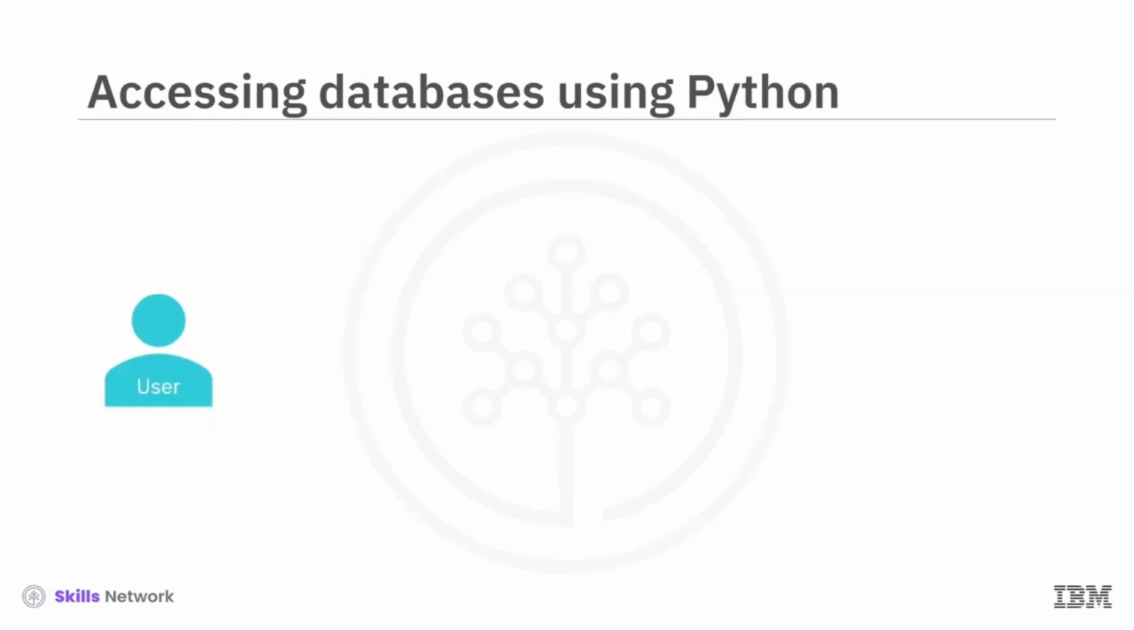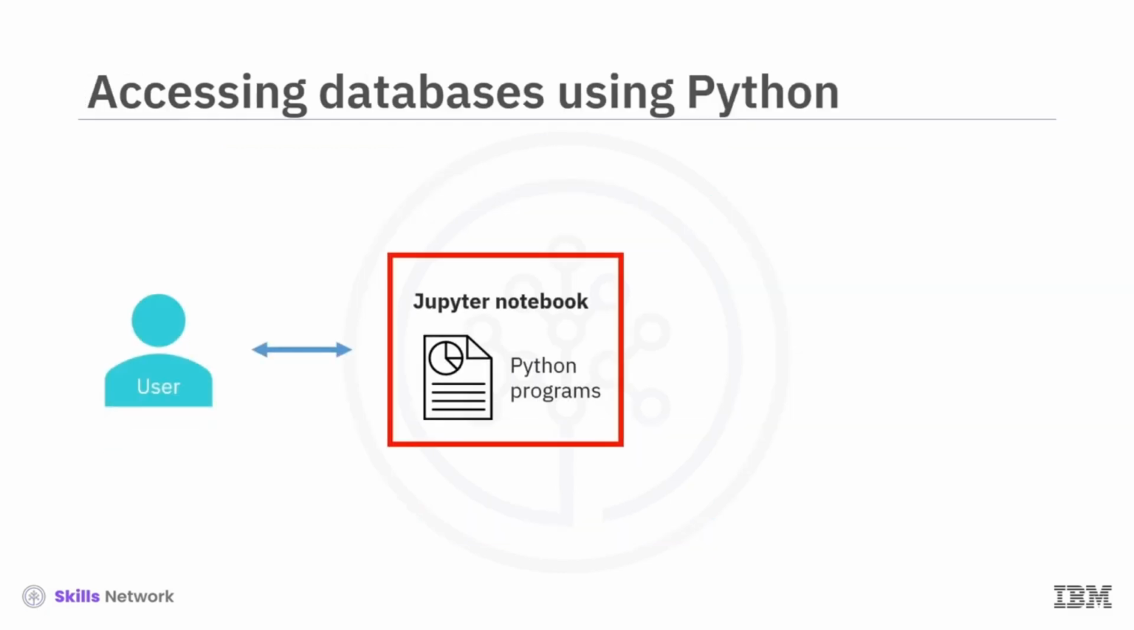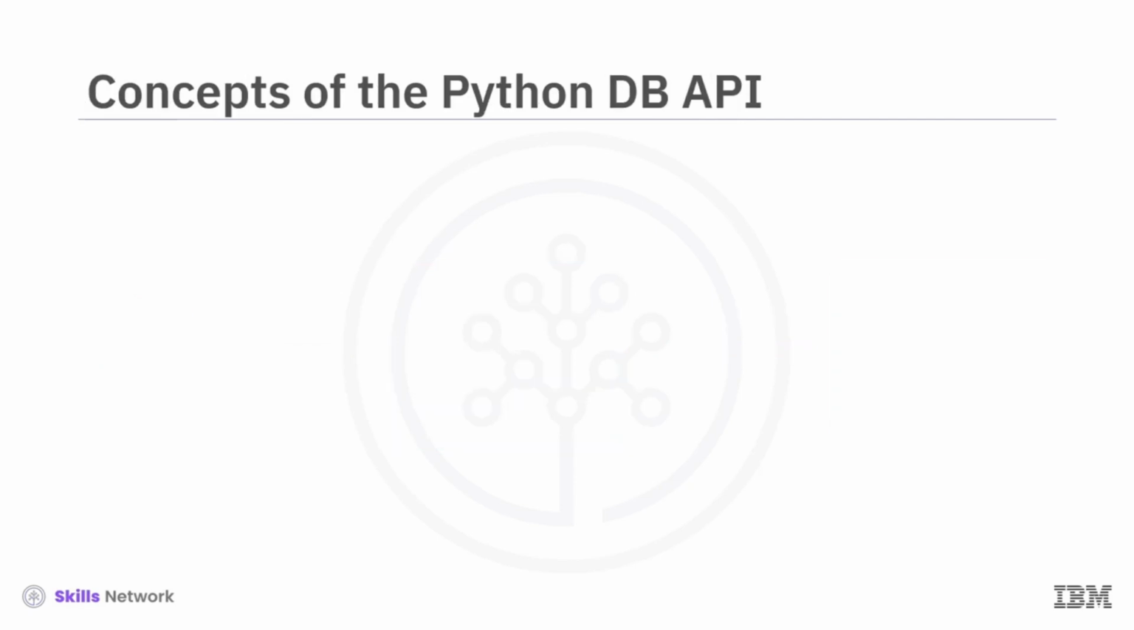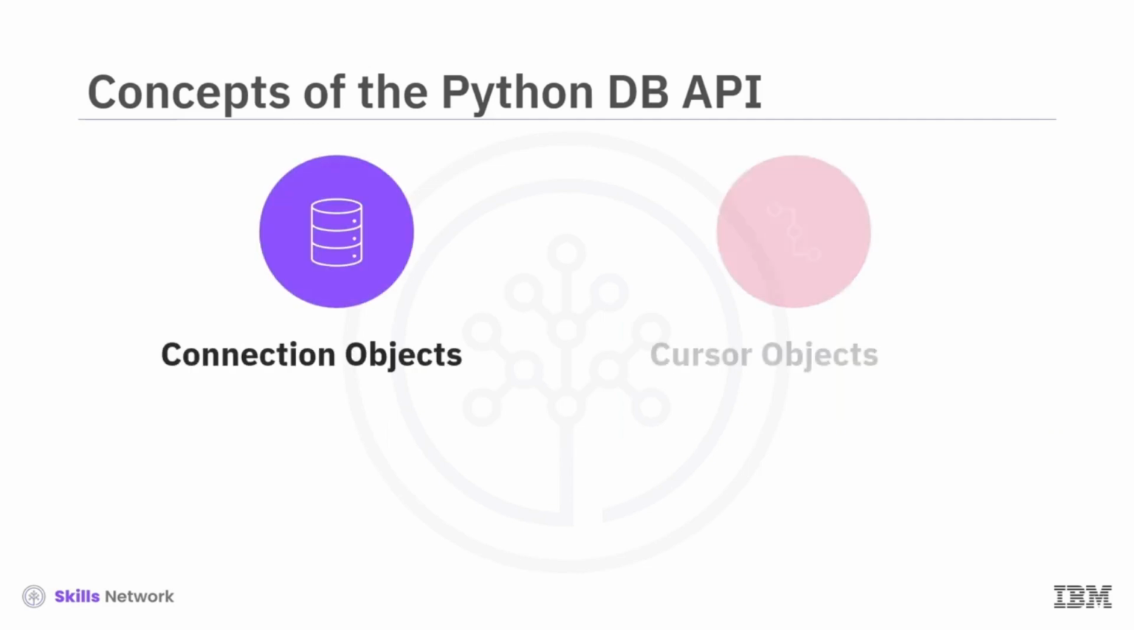DB API is Python's standard API for accessing relational databases. It is a standard that allows you to write a single program that works with multiple kinds of relational databases, instead of writing a separate program for each one. So if you learn the DB API functions, then you can apply that knowledge to use any database with Python. The two main concepts in the Python DB API are connection objects and query objects.